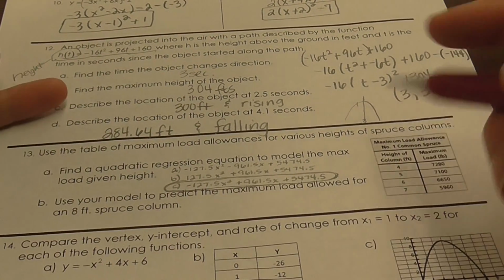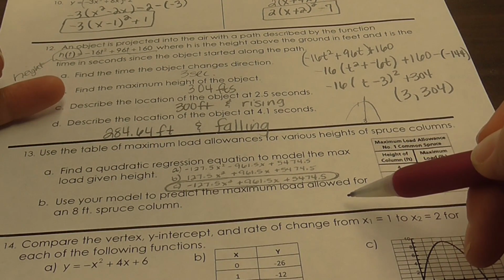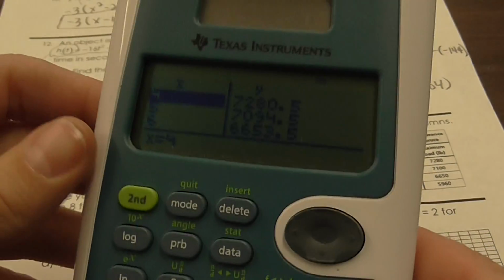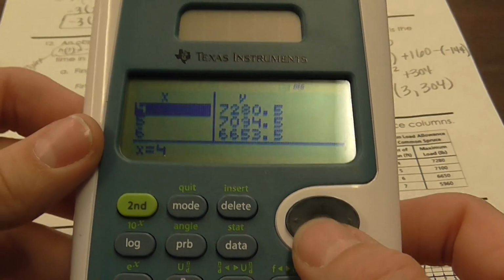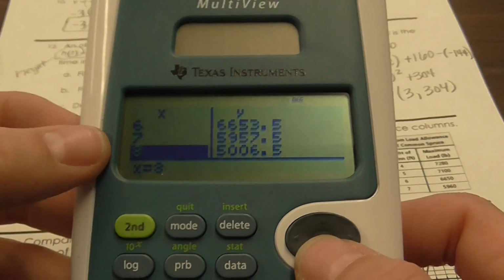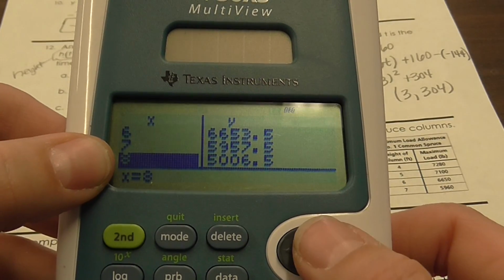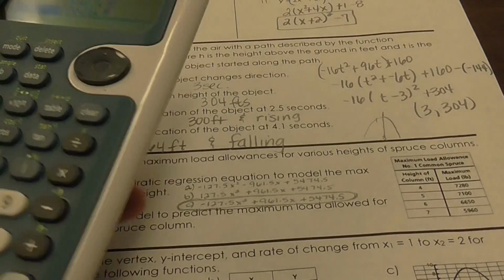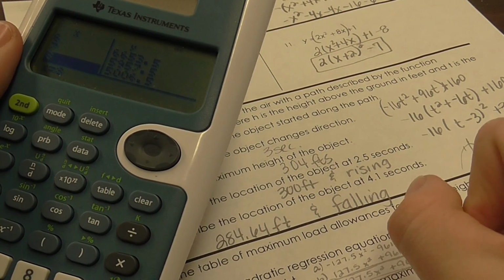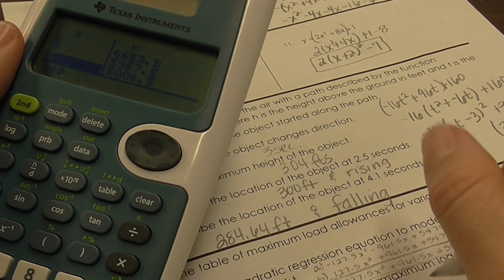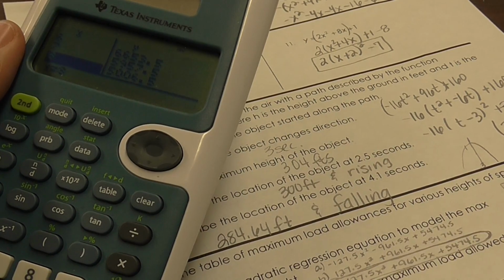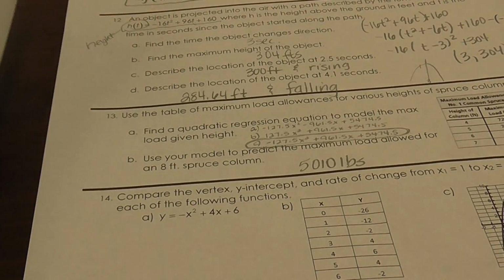Alright, so now it says use that model to predict what the max load would be at 8. Well, I'm already here at my table. I'm at the right model, so I'm just going to scroll down until x equals 8. And I get 5,006.5. So in the nature that they did, rounding everything to the nearest tenth, I'm going to say 5,010. And then that's pounds. That's all it's looking for.